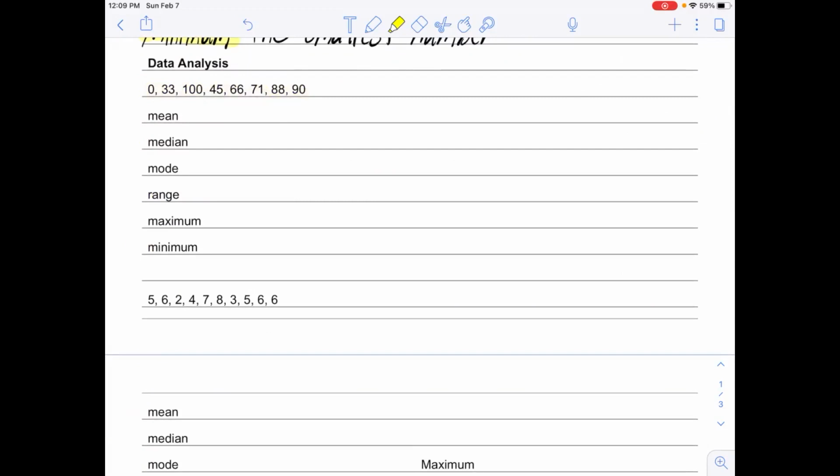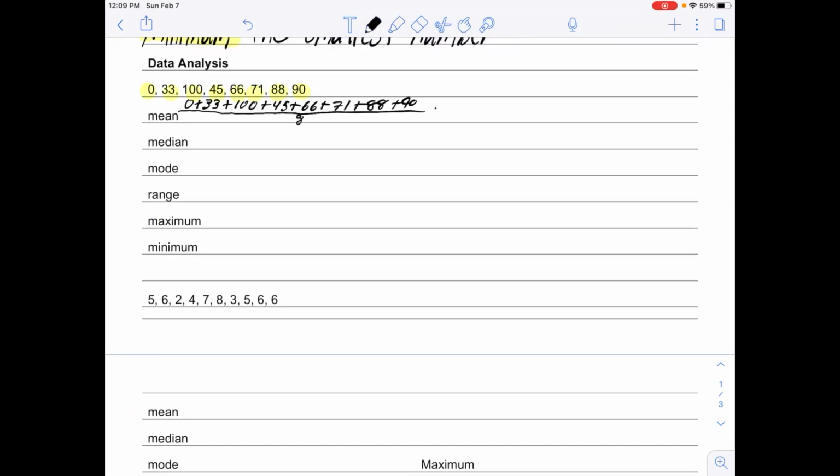So to find the mean, you add up all the numbers and divide by how many numbers there are. So in this case, we would do 0 plus 33 plus 100 plus 45 plus 66 plus 71 plus 88 plus 90. Please use your calculator. You do not need to be sitting and adding and adding forever and ever. And we take all of those and we divide them by how many numbers there are. So counting, I got 1, 2, 3, 4, 5, 6, 7, 8 numbers. So I'm going to divide all of that by 8.